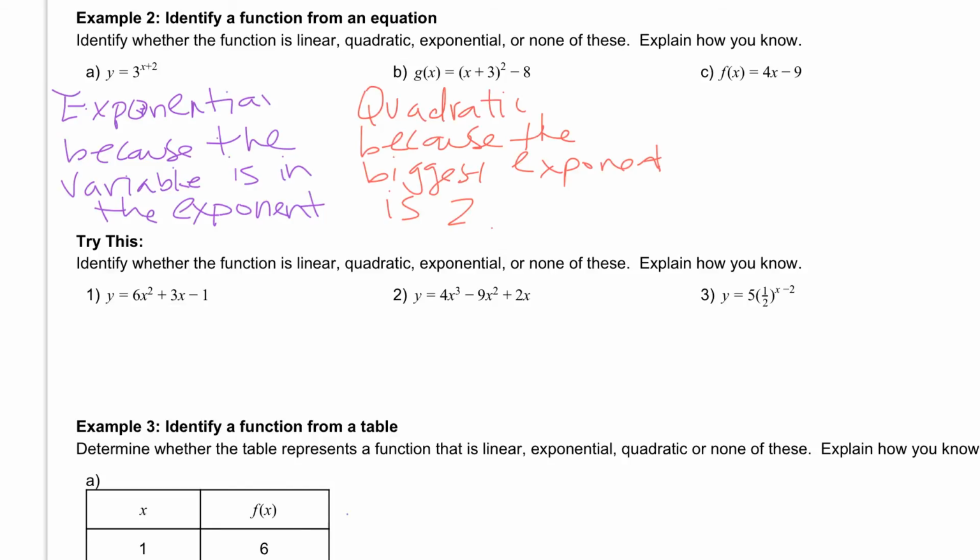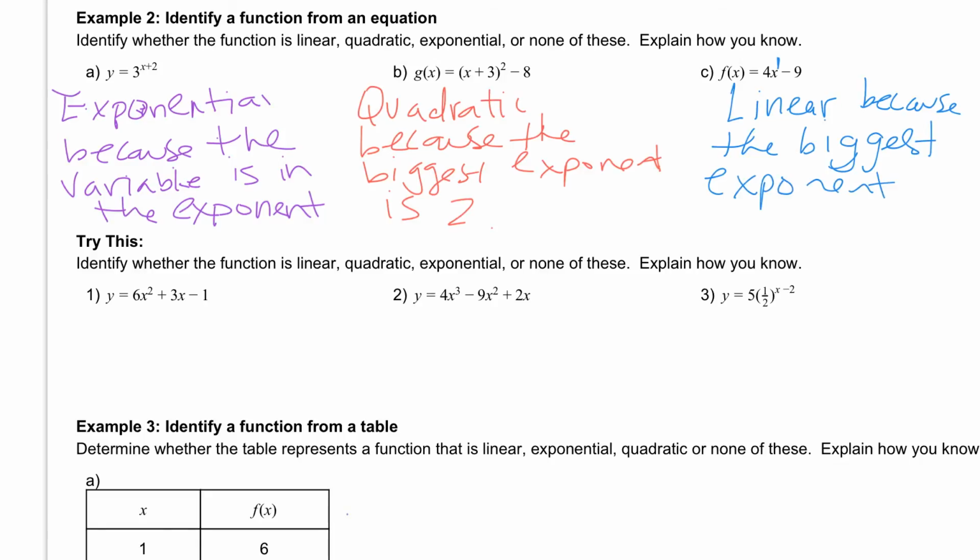And finally in letter C, we have f of x equal to 4 times x minus 9. This x is being raised to the first power, and that's the biggest exponent. So since the biggest exponent is a 1, we know that this is linear. So we could say linear because the biggest exponent is 1.